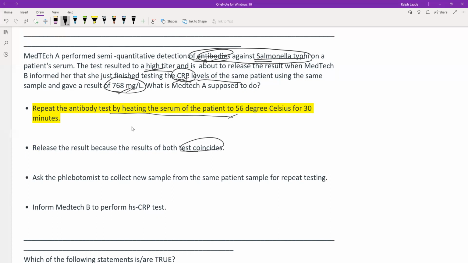So the best thing to do is you have to repeat the testing, and heat the serum to avoid interferences of CRP. So after heating, if mataas talaga ang titer ng antibody ng patient against Salmonella typhi, so therefore, it is truly a Salmonella typhi infection. So, asking the phlebotomist to collect your sample, hindi na necessary. You are just simply adding pain to the patient by collecting new samples when actually you can use the serum sample of the patient.